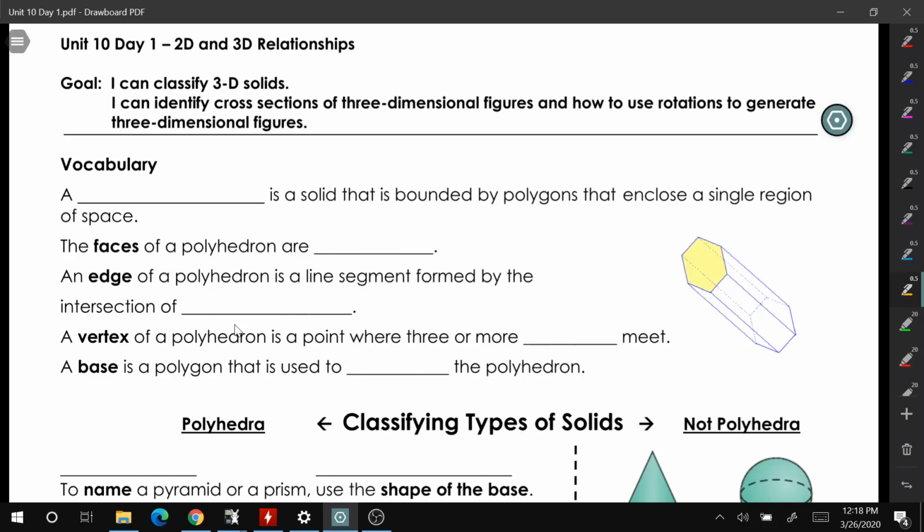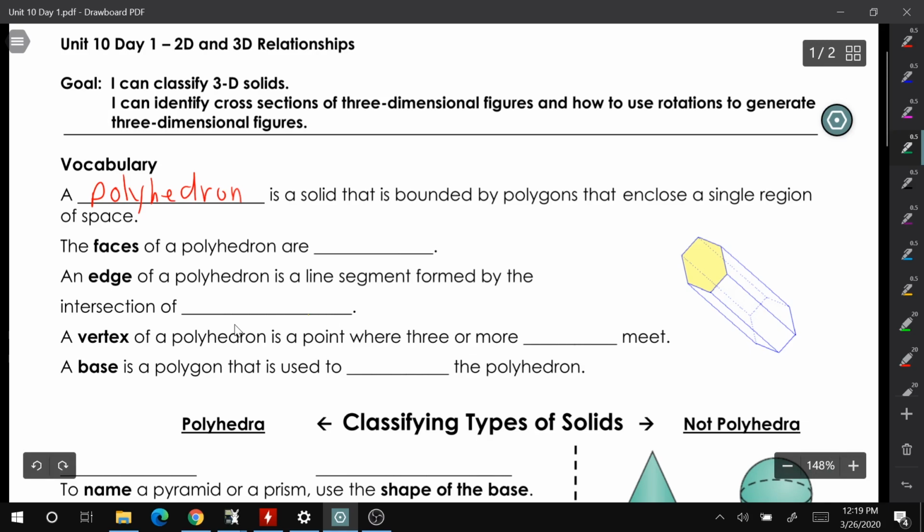Alright, so Unit 10 is about 2D and 3D shapes and the relationship between them, but we're going to spend a lot of time focusing on the 3D shapes. So some of the vocabulary that we'll use this unit. The first term is called a polyhedron. And what that term is, it's a solid that is bounded by polygons to enclose a region.